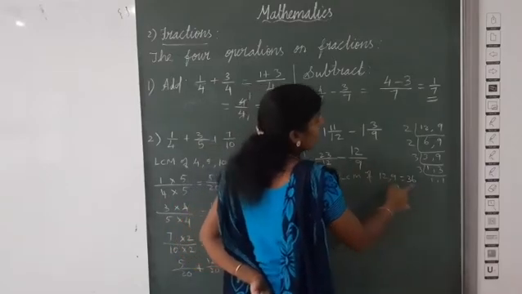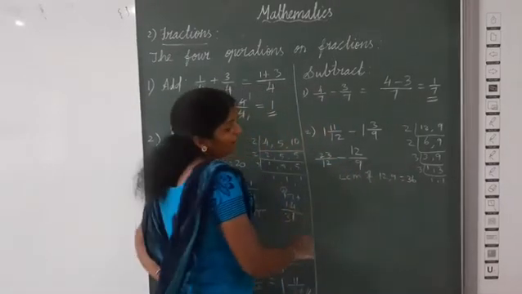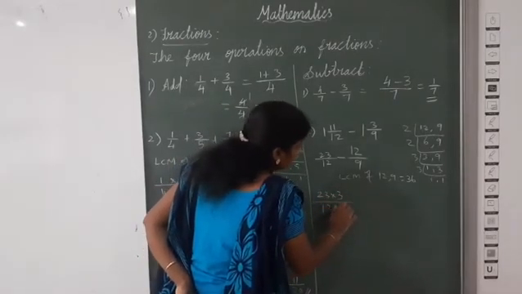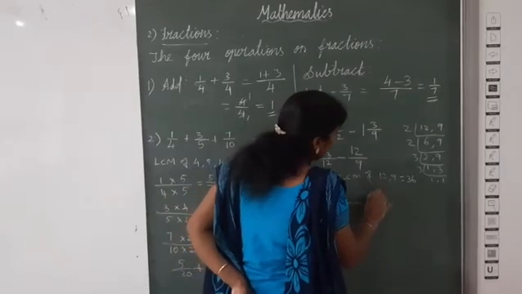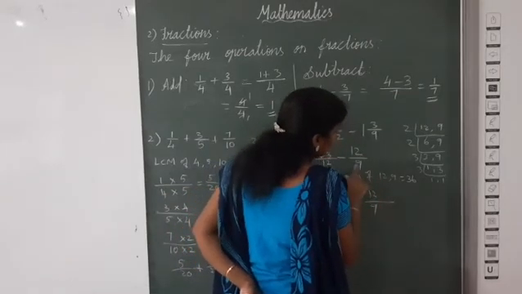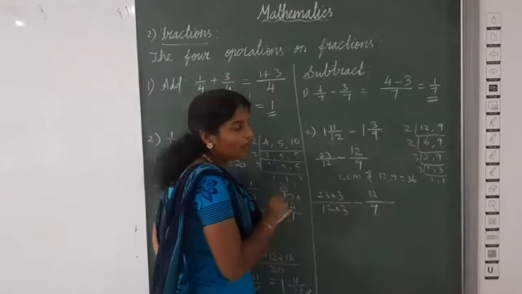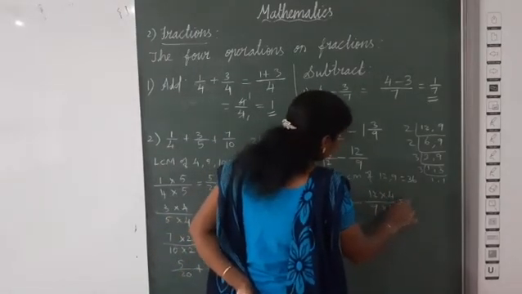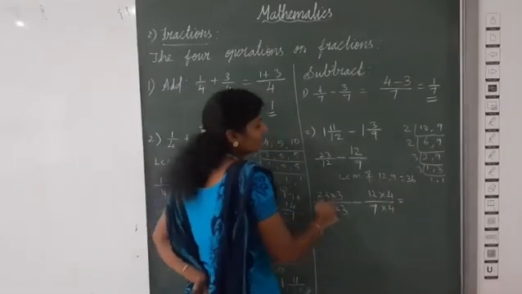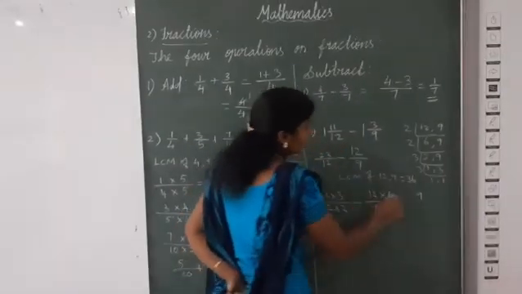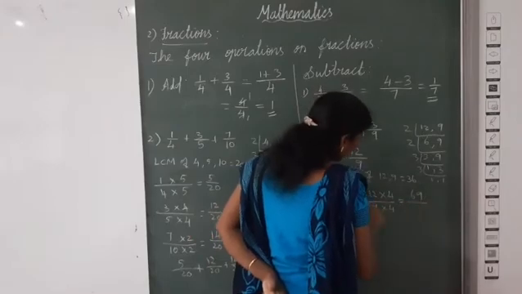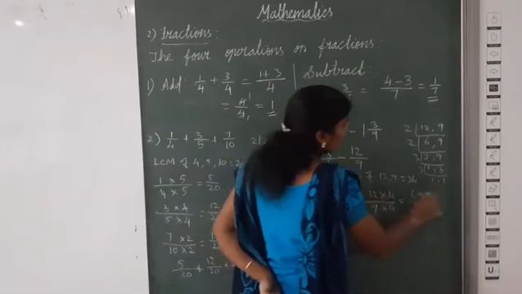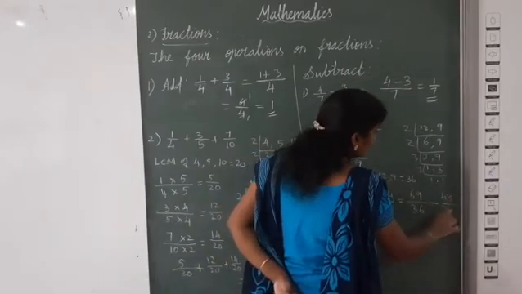Now 12 divided by 36 is equal to 3. So we can multiply 3 in the numerator and the denominator. Minus 12 divided by 9: 36 divided by 9 is equal to 4, so we can multiply by 4 in the numerator and the denominator. 23 into 3: 3 3s are 9, 2 3s are 6, 69 divided by 12 3s are 36. Minus 12 into 4, 48 divided by 36.